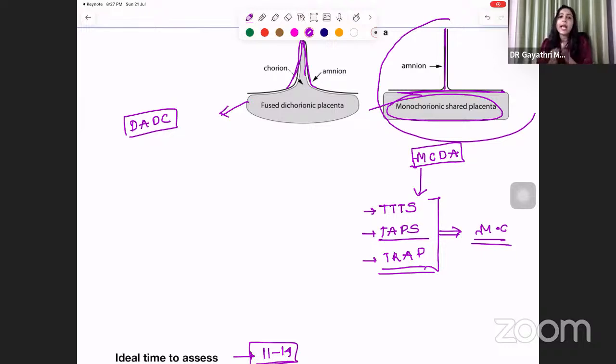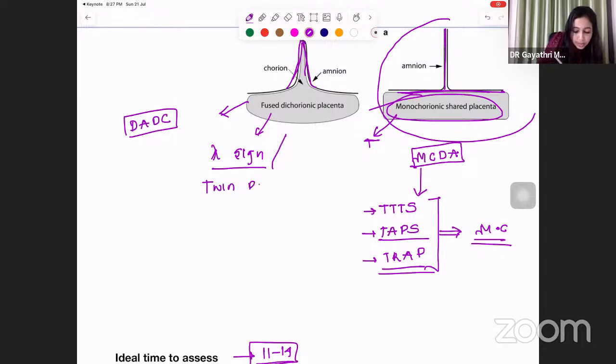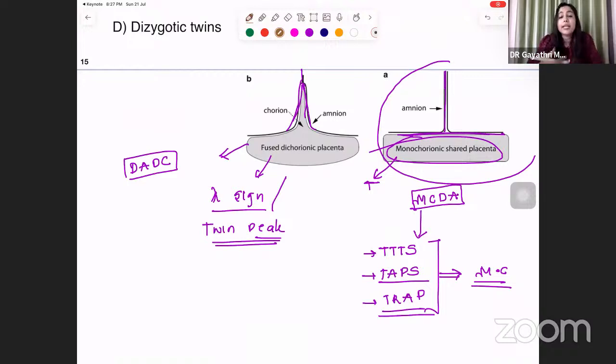So T sign and twin peak sign or the lambda sign, which is seen in case of dichorionic diamniotic. Let me write it so that there is no confusion. You have the lambda sign here and the T sign. Lambda sign is also known as twin peak sign. What are the other things that you will see? When you measure the thickness of this inter-twin membrane, you see that it is more than 2 millimeter here, whereas it is less than 2 millimeter in case of monochorionic diamniotic twins.